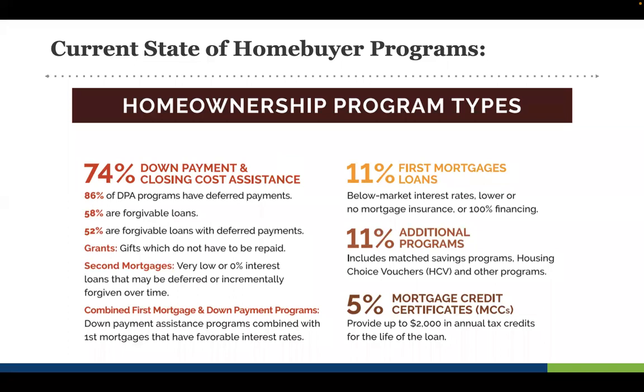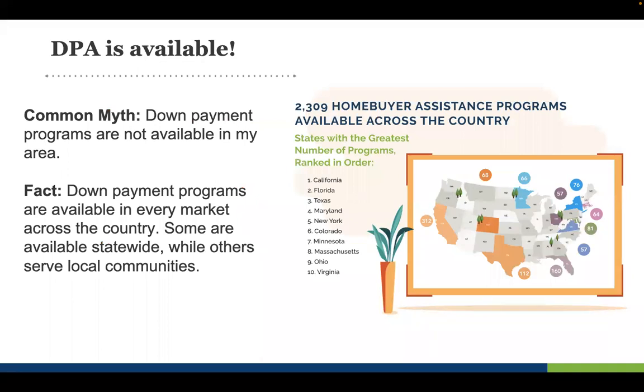Now, that's big picture. These programs also are available across the country. There are over 2,300 programs. They are in every state because every state has at least one state housing finance agency who offers a wide array of programs. There is literally no market in the country that is not covered by some kind of down payment assistance or other homebuyer help.